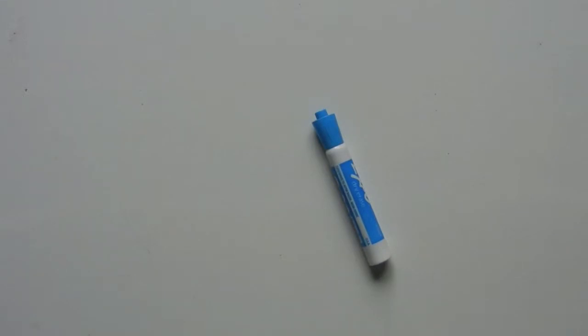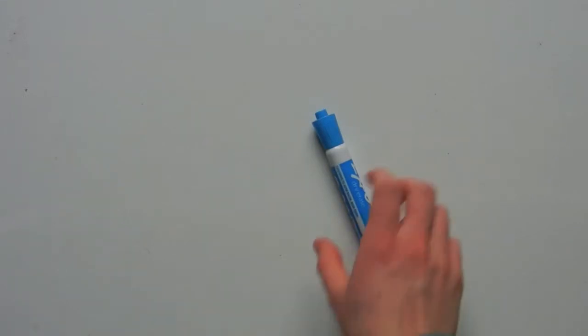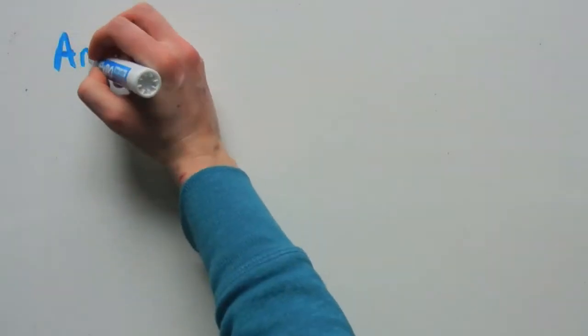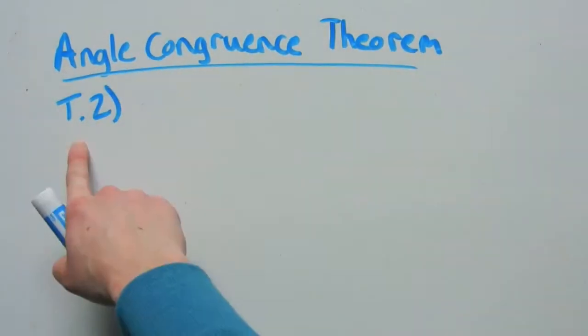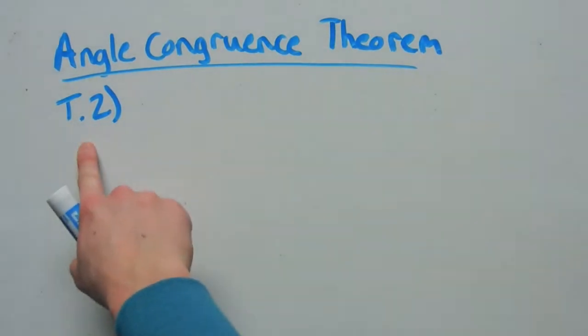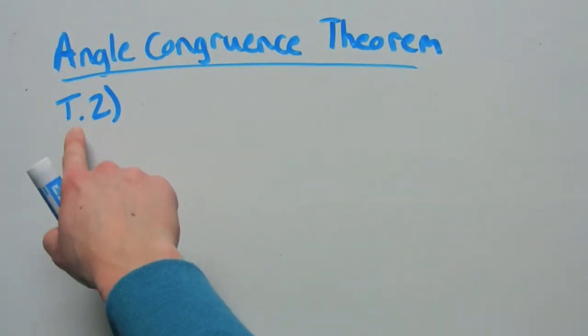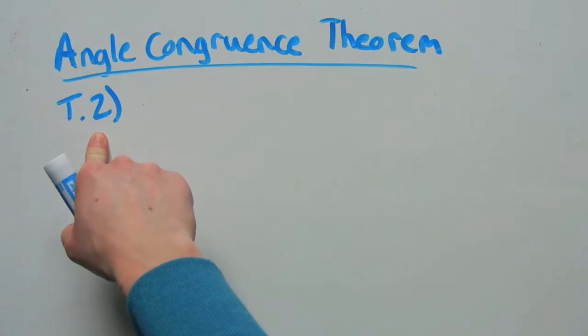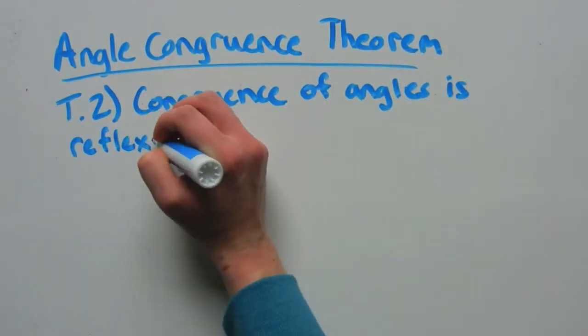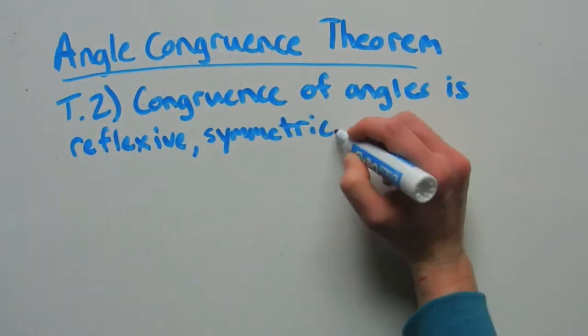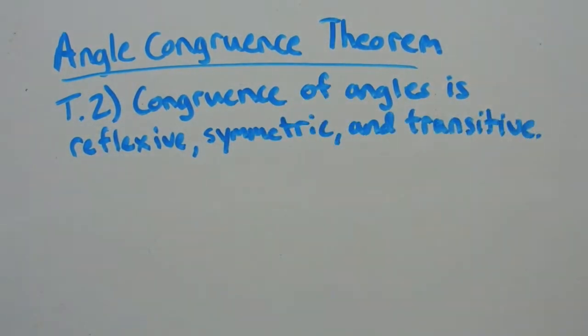In this video, we are going to go over the angle congruence theorem. The segment congruence theorem was our first theorem, and this is our second theorem, so we're going to call this T2. And it says that the congruence of angles is reflexive, symmetric, and transitive.